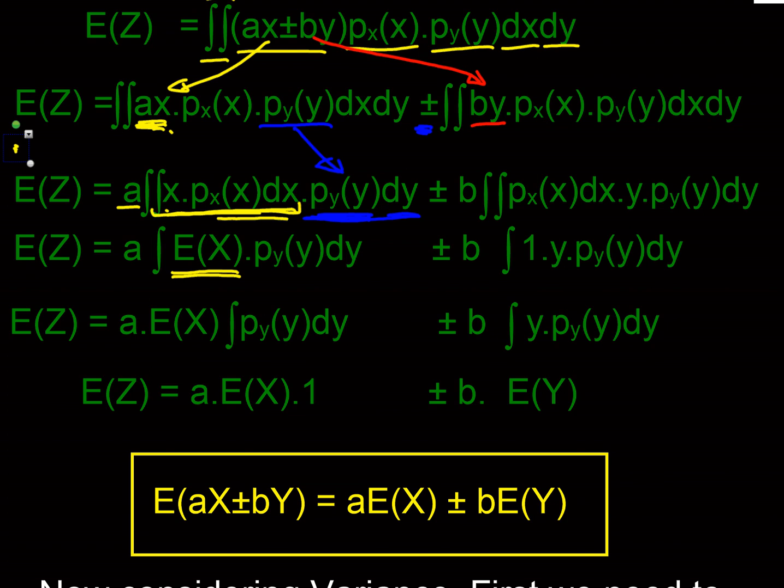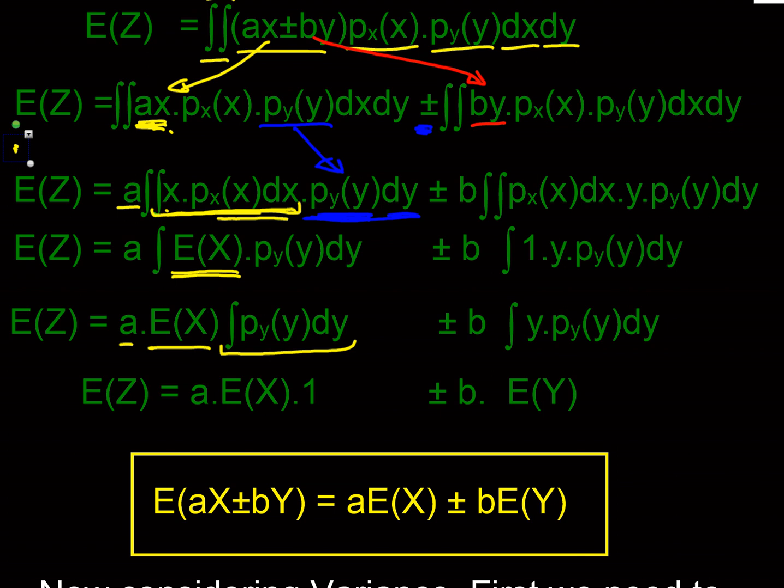So effectively, for the purpose of the integral, it's a constant, and therefore we can move it out the front as we did with the a. We can take it outside the integral. So now I've got an a multiplying, and then my integral of p(y) dy over the full range of values of y.